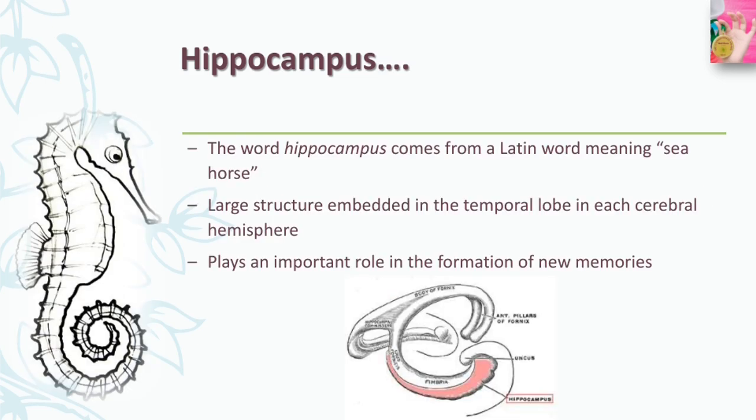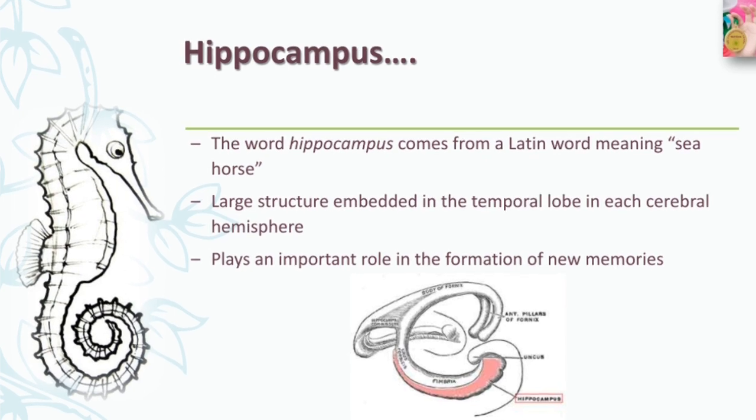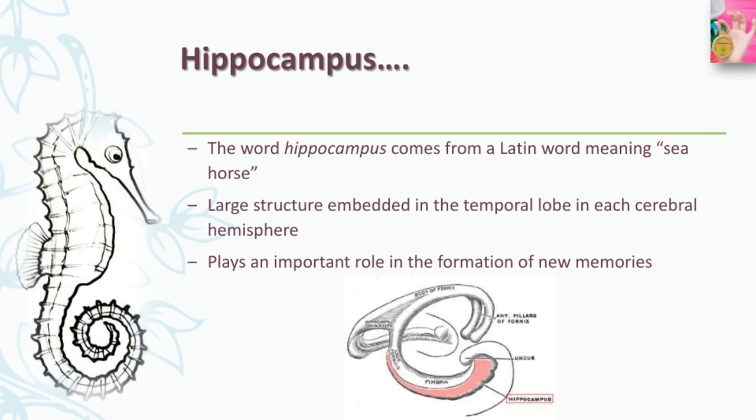So, the hippocampus is a large structure embedded in the temporal lobe in each cerebral hemisphere, and the word hippocampus comes from a Latin word meaning seahorse. So, if you have a vivid imagination, the hippocampus does look a bit like the curved tail of a seahorse. The hippocampus plays an important role in the ability to form new memories of events and information. So damage to the hippocampus can cause the inability to learn new things.